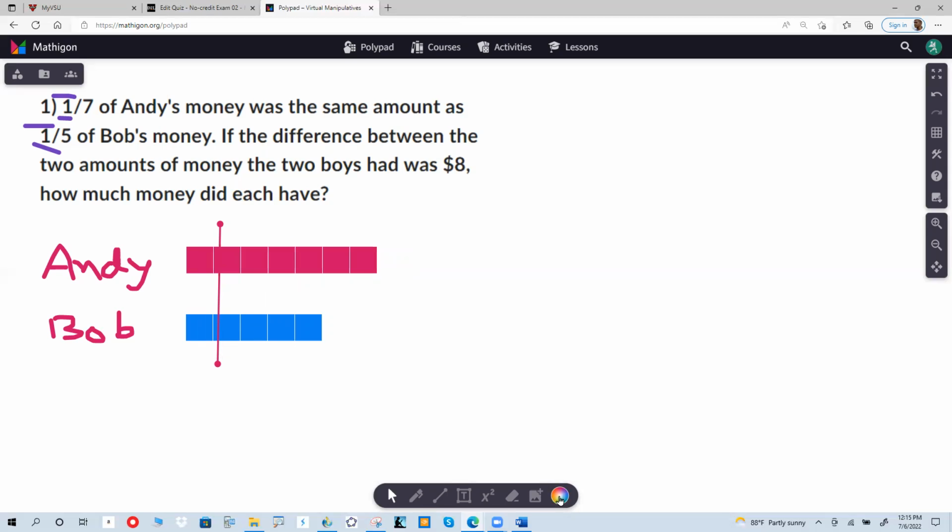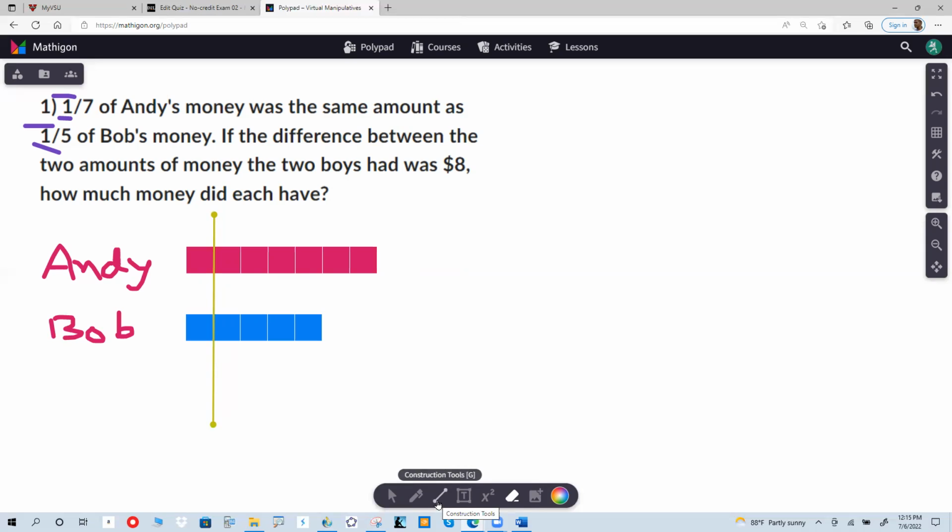Okay. Now, very carefully, I can clearly see 1/7 of Andy's money. Andy has 7 equal parts. 1/7 of Andy's money is 1 square. And Bob has 5 equal parts. 1/5 of Bob's money is 1 square. So they are equal. I can clearly see that. So I don't think I messed up.